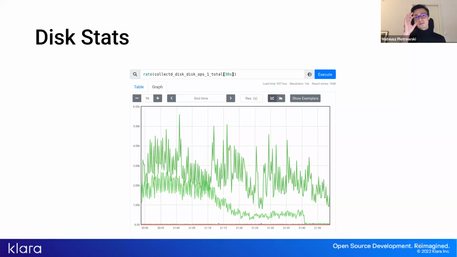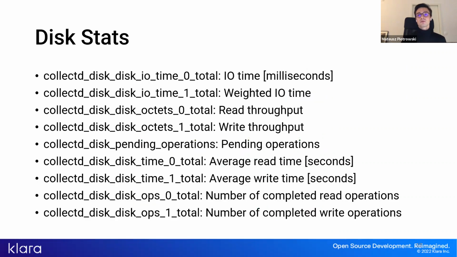And over here specifically, we see the number of completed write operations. The orange line at the very bottom is probably a disk that wasn't writing much, but the green lines, there was some disk writing. So that's how you can get it from collectd, and these are the statistics you can get from the collectd plugin for the disks.